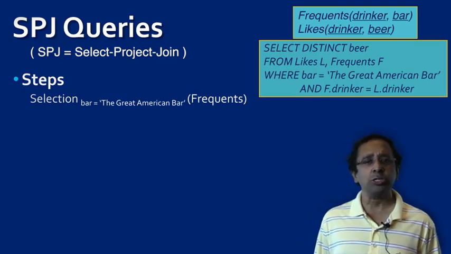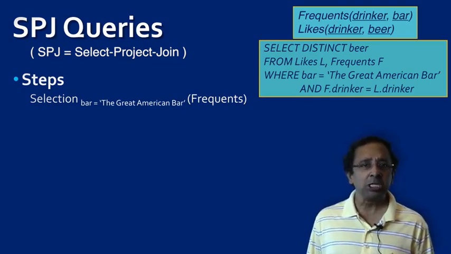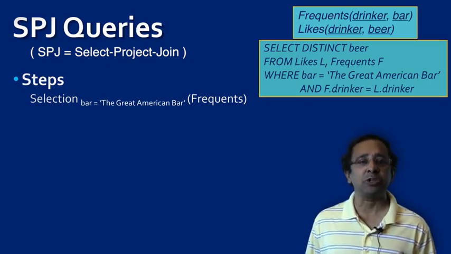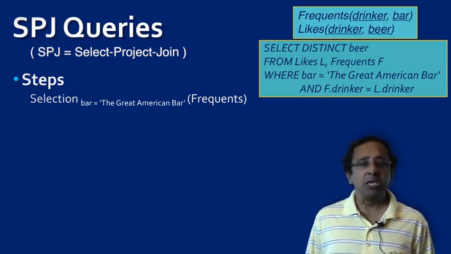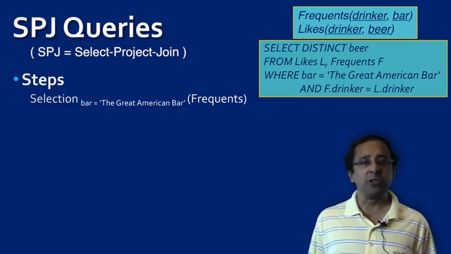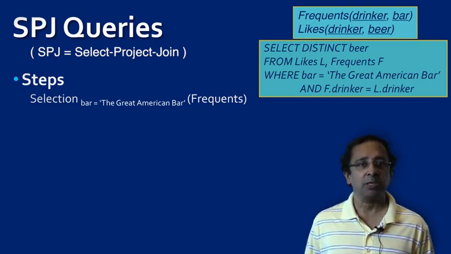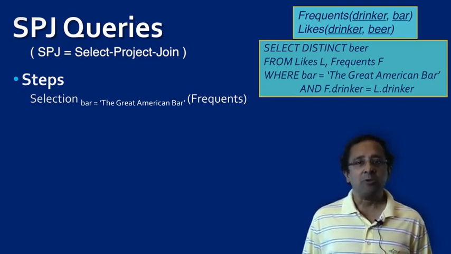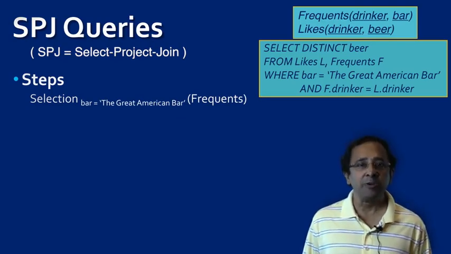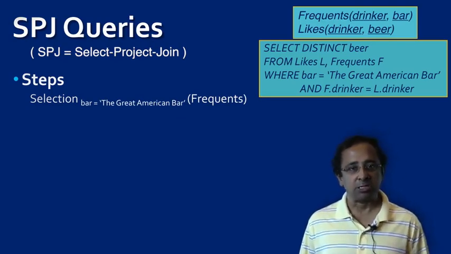Why is this strategy good? It's because the selection operator reduces the number of tuples to consider. Thus, if there are 1,000 tuples in the relation frequents, maybe 60 of them match the desired bar. So in the next step, we have to deal with a fewer number of records than 1,000.